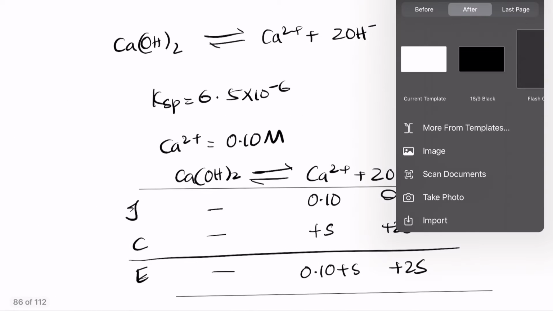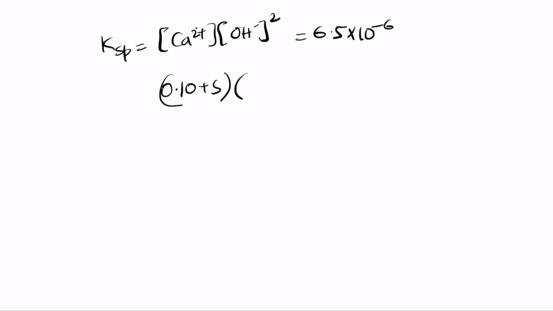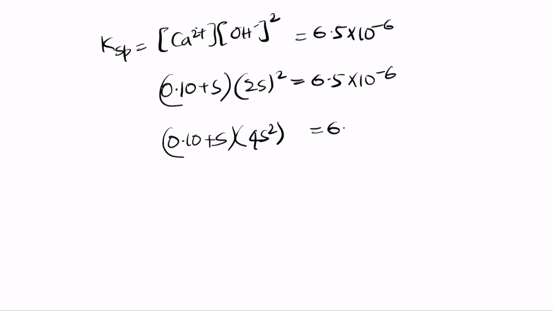Now, how would you calculate Ksp here? The Ksp formula is Ca2+ times OH- squared, which is 6.5 times 10 to the power negative 6. So (0.10 plus S) times (2S) squared equals 6.5 times 10 to the power negative 6. So (0.10 plus S) times 4S squared equals 6.5 times 10 to the power negative 6, which becomes 0.4S squared plus 4S cubed equals 6.5 times 10 to the power negative 6.